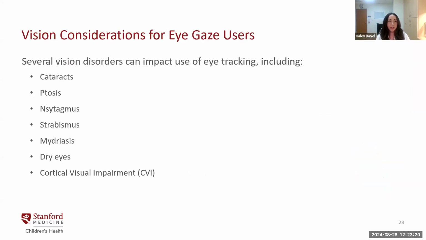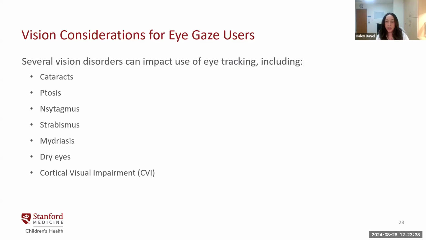So some of the vision considerations that we should bear in mind for people who are using eye gaze are listed here. And it is important to think about this because eye tracking can be really affected by these, but none of these are necessarily an exclusion for using eye gaze. It's just something that we need to think through.